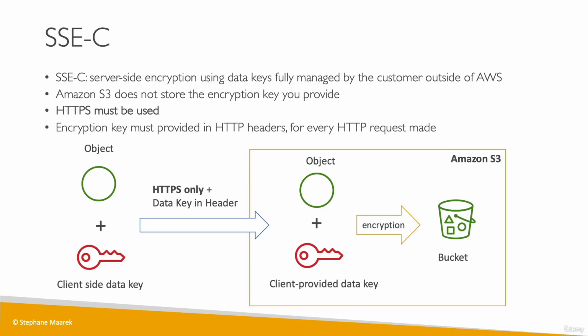If you wanted to retrieve that file from Amazon S3 using SSE-C, you would need to provide as well the same client-side data key that was used. So it requires a lot more management on your end because you manage the data keys, and Amazon, or AWS in general, does not know which data keys you have used. So it's a bit more involved.